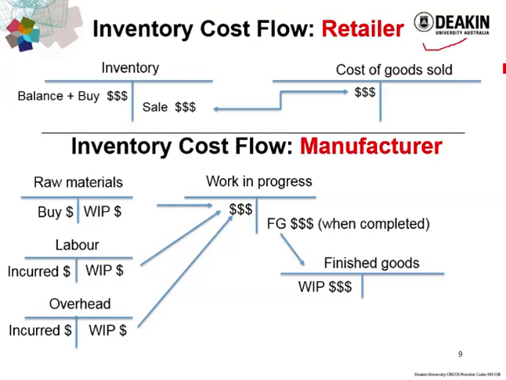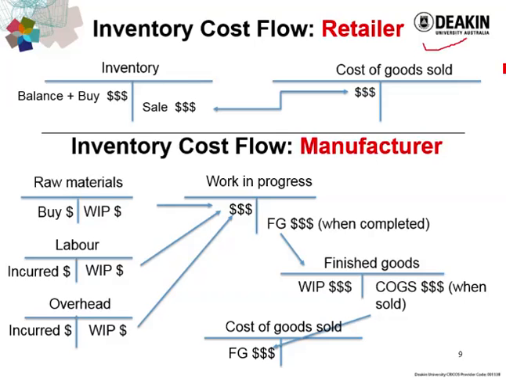When the goods are completed, we will close work in progress account with a credit entry, and we will transfer it to the debit side of finished goods or finished inventory account. When we sell the finished goods, we will credit finished goods account and debit cost of goods sold.